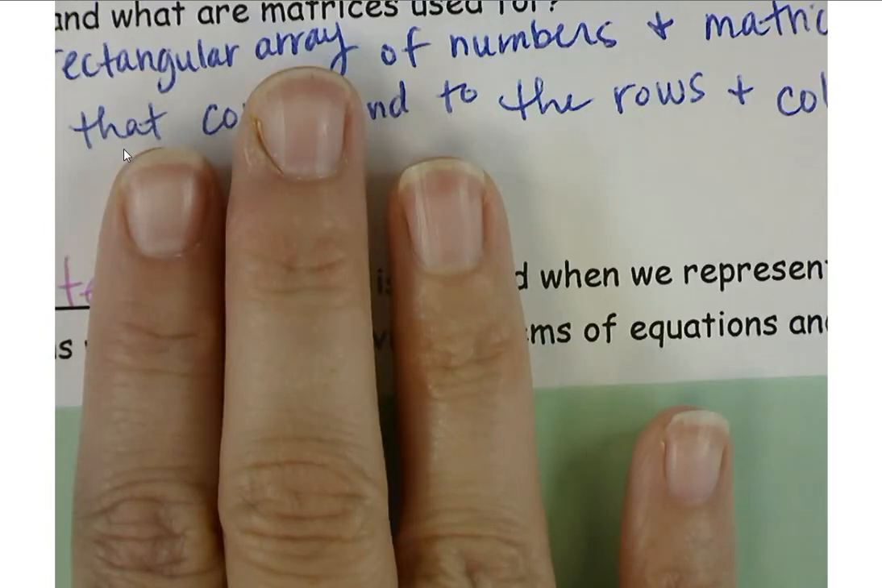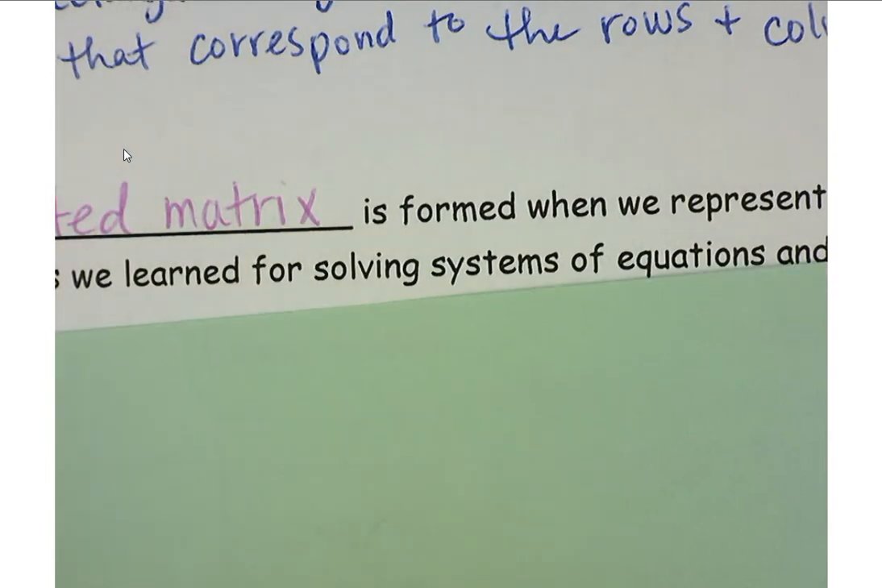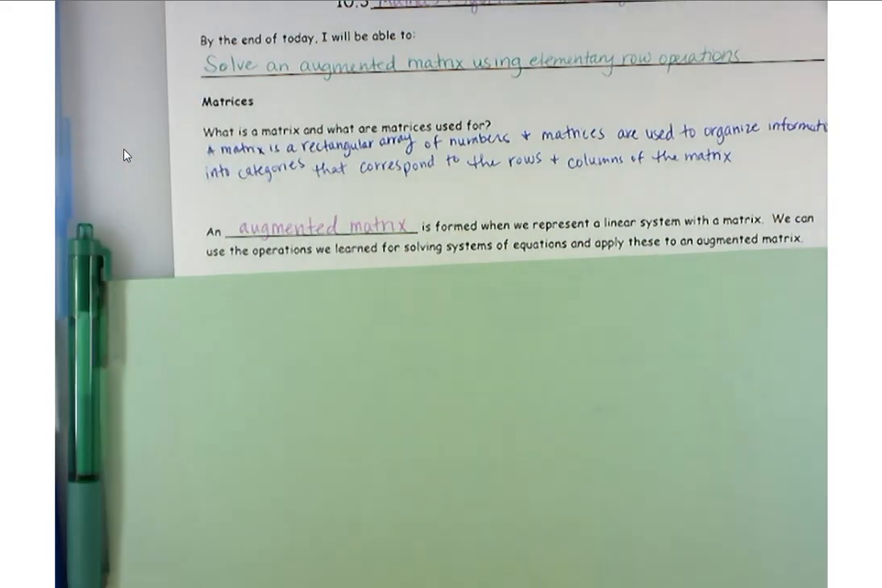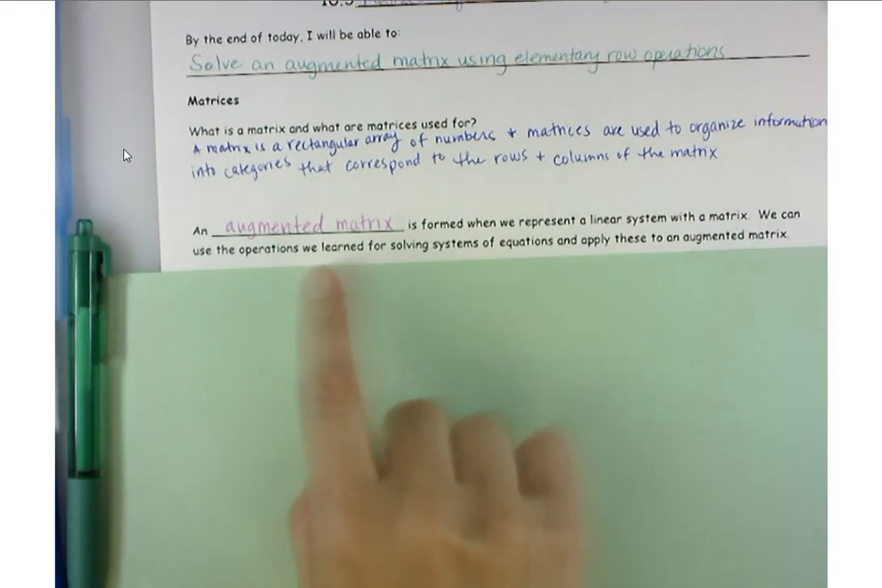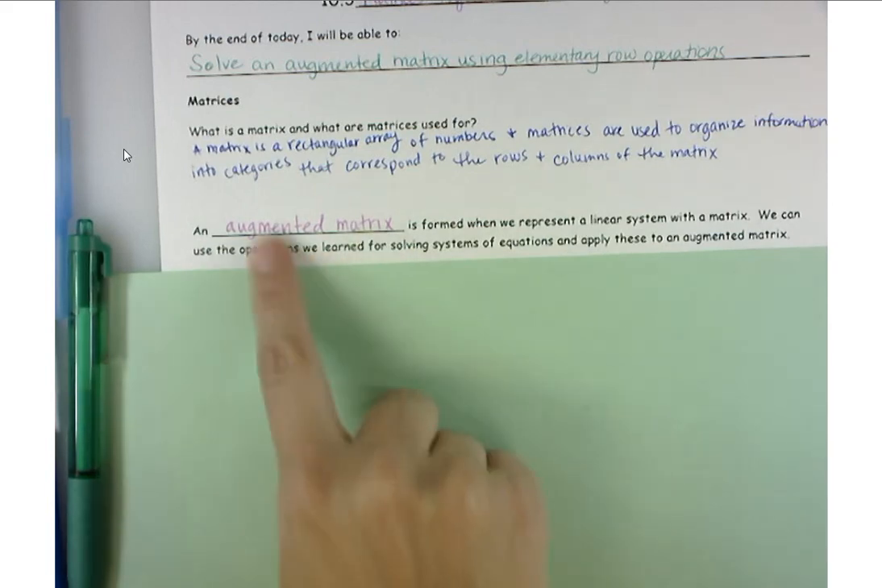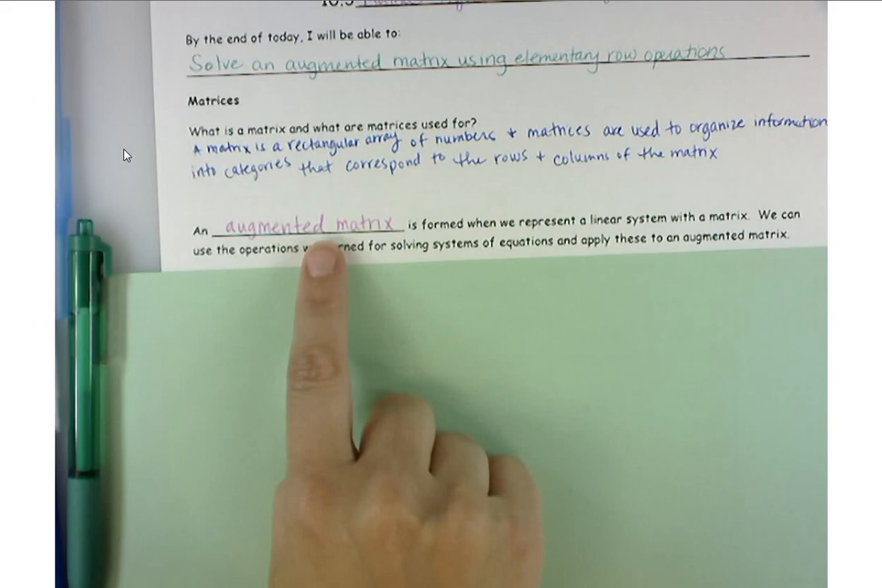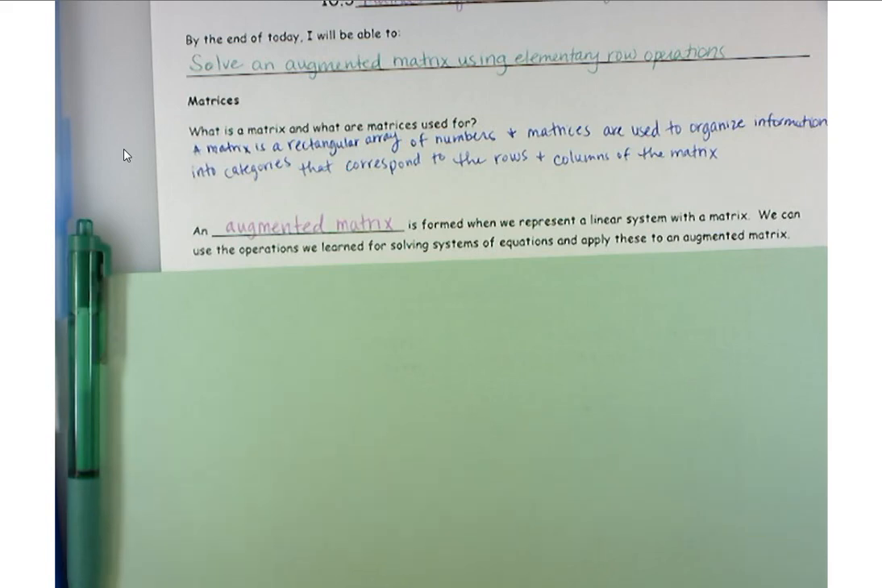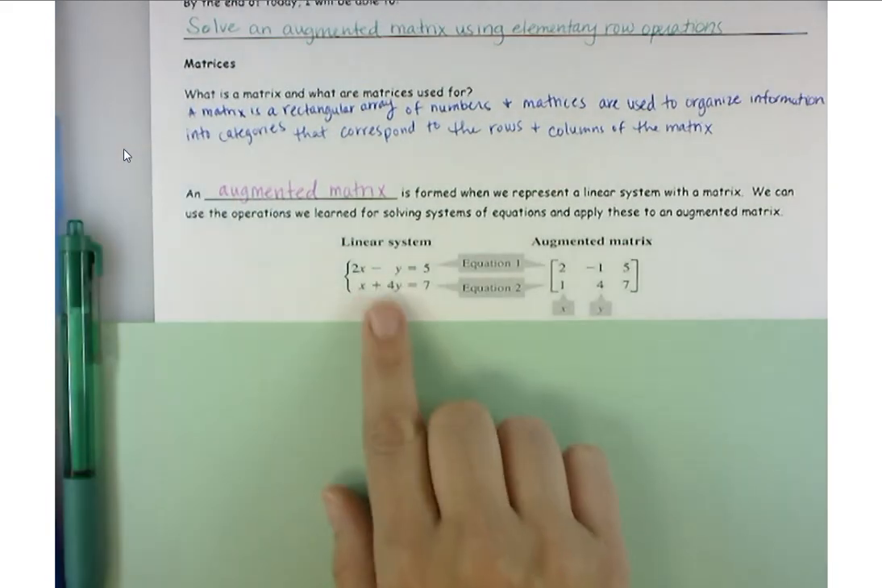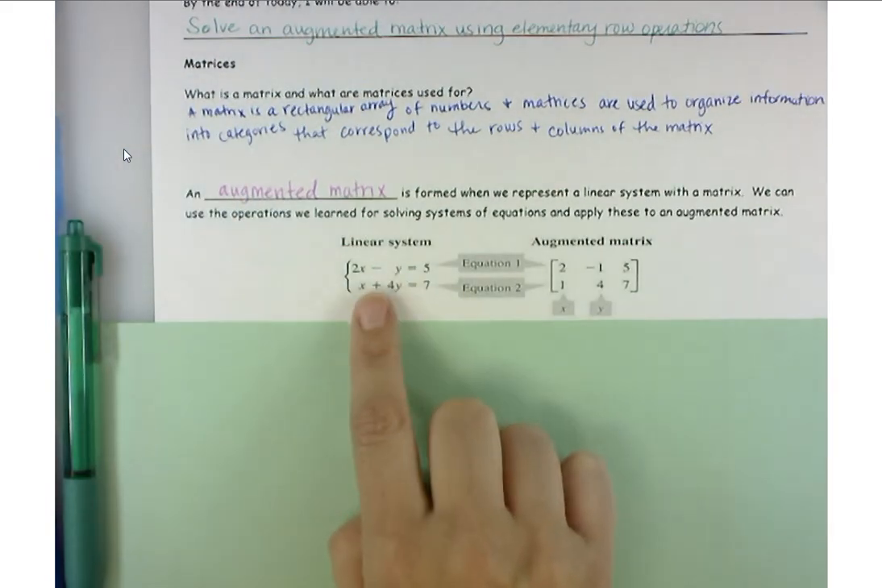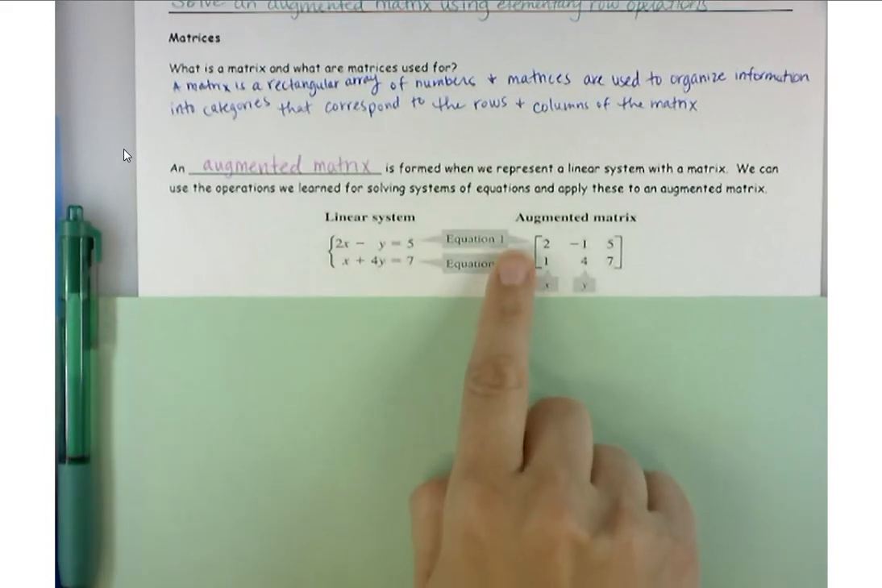Now the augmented matrix is formed when we represent a linear system with a matrix. So we can use what we learned yesterday and apply those rules to the augmented matrices. Yesterday you guys learned how to solve linear systems. A matrix is a linear system. It's just organized in a different way, which I personally like better. So here's a linear system that we solved yesterday, and then this would be the augmented matrix.